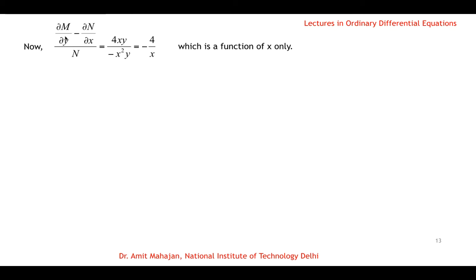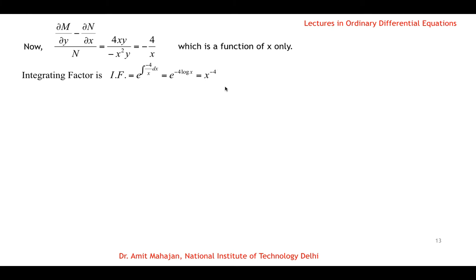Let us check (∂M/∂y − ∂N/∂x) over N. It will be 4xy over minus x²y. So it is minus 4/x, which is a function of x only. That means the integrating factor is e raised to the power integral of minus 4/x dx, this function of x. And this we can easily solve to find that 1/x⁴ is the integrating factor.